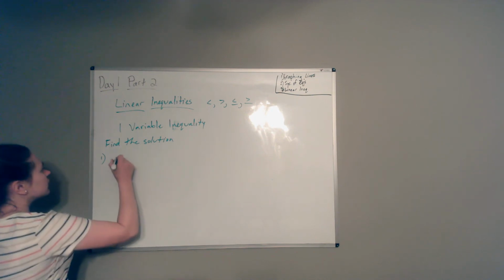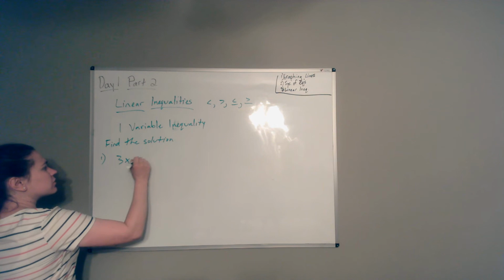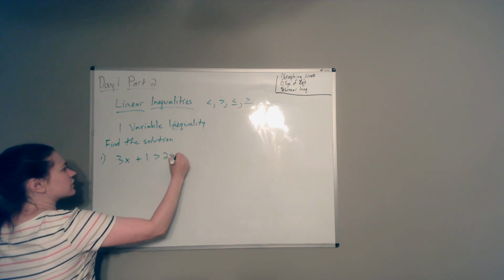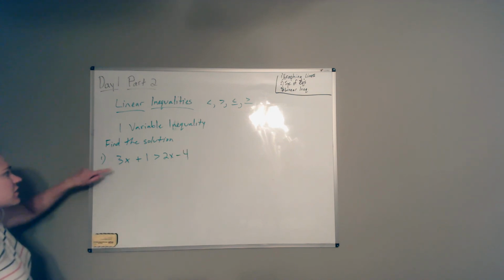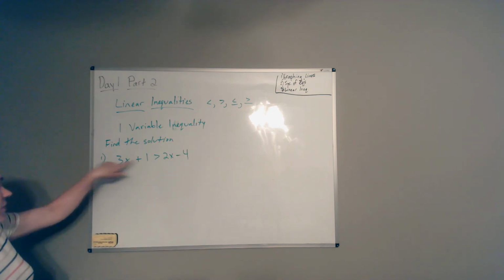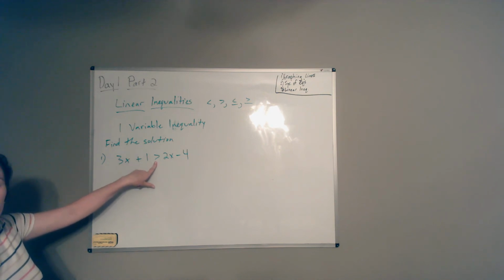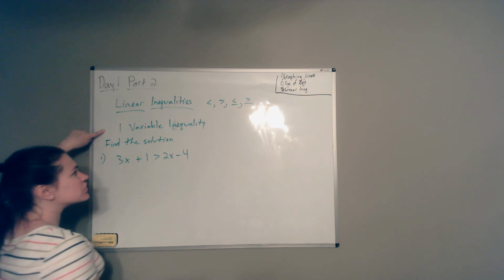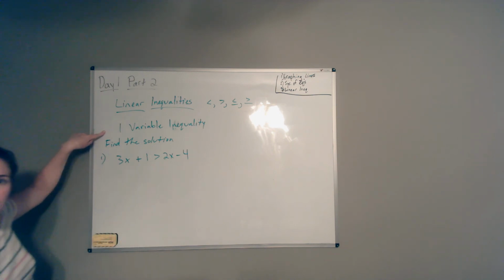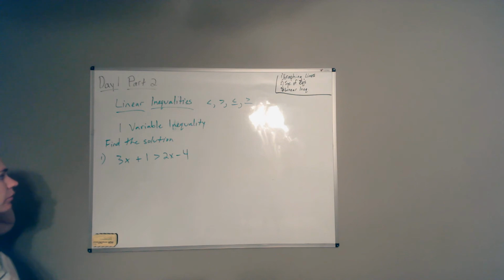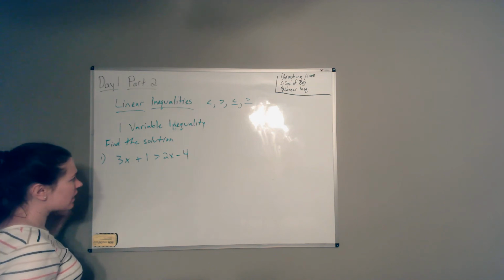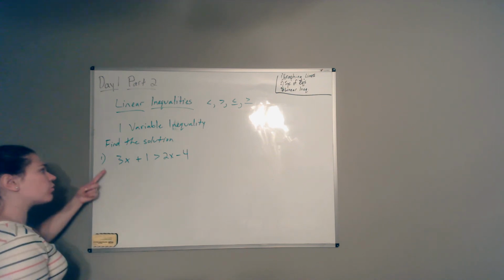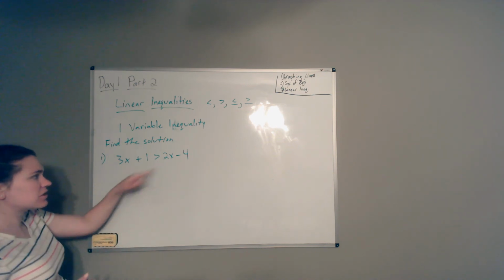So for number one, let's say we have 3x plus 1 is greater than 2x minus 4. We can see this isn't just a linear equation anymore because we have an inequality symbol, but you're going to approach it the same way. A one variable linear inequality, you solve using a number line. It's one dimension, one variable. So you solve this just like you would solve an equation, only one thing's going to be a little different: if you multiply or divide by a negative, you have to flip the symbol.